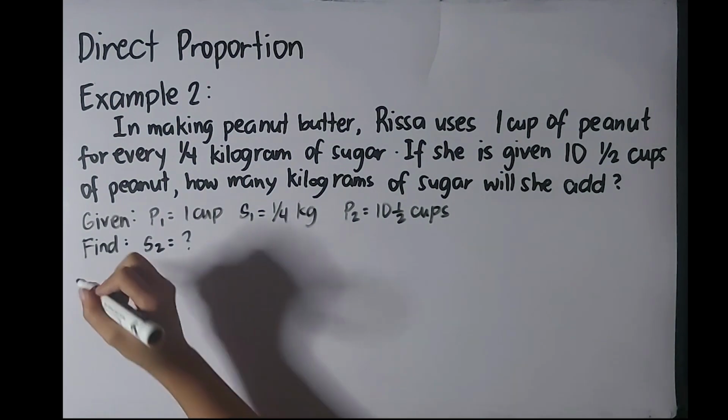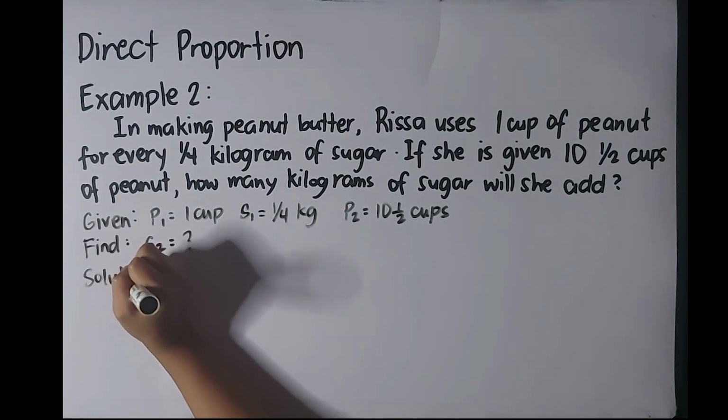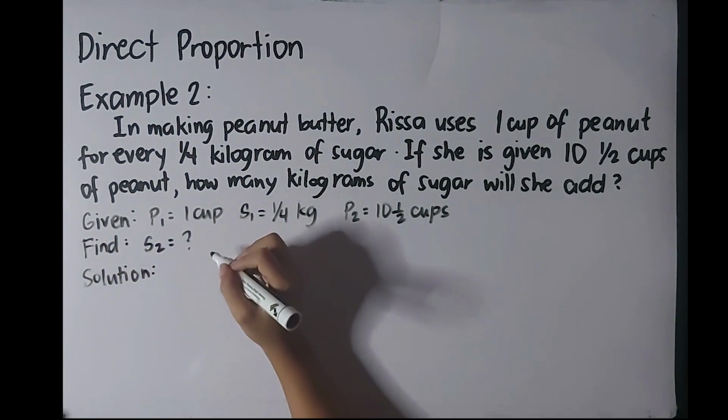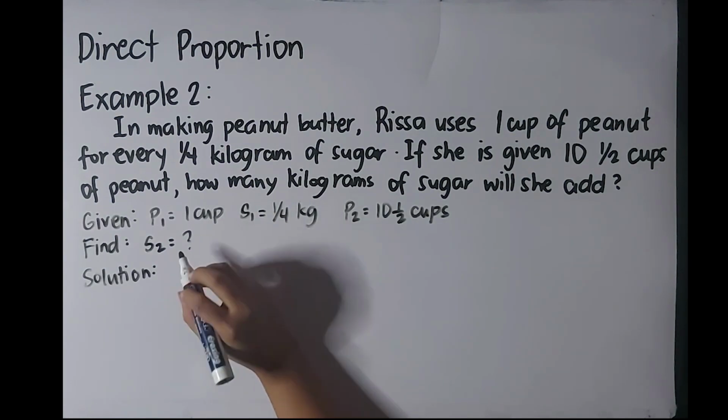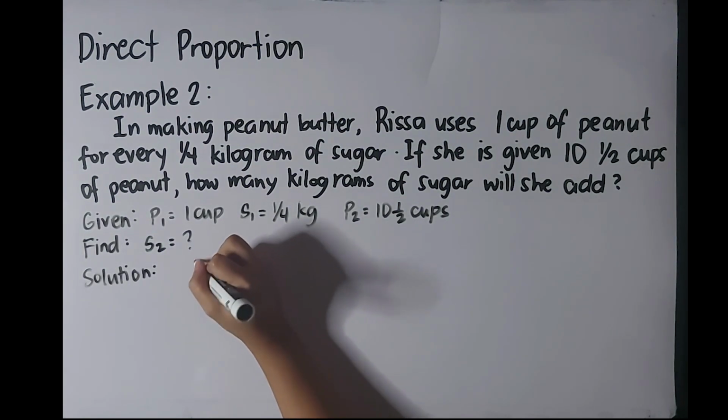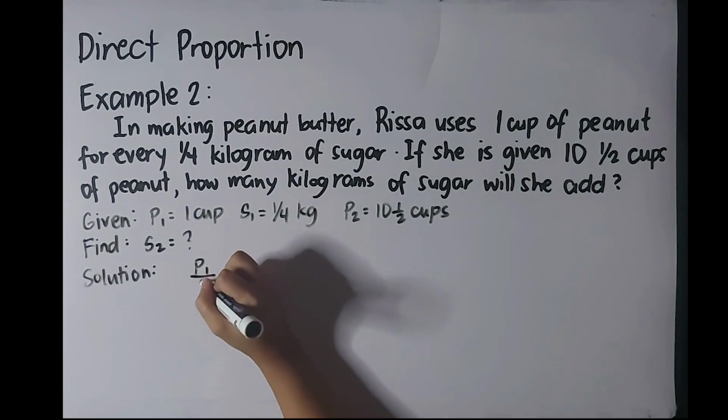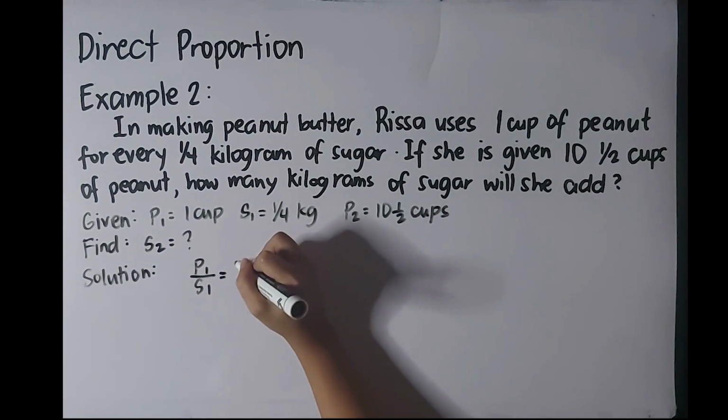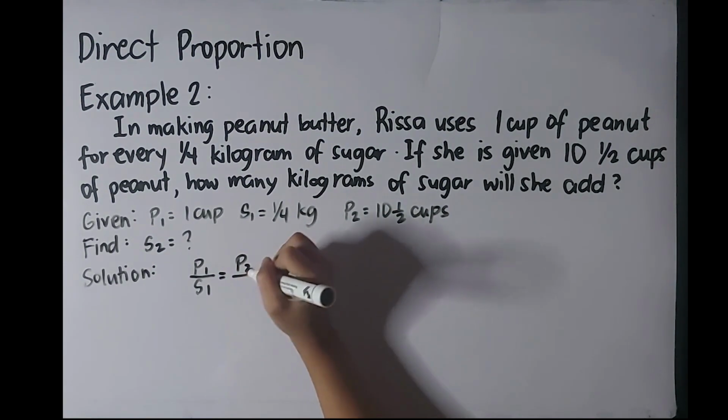Let's solve. In this example, since it's directly proportional, the first ratio is equal to the second ratio.